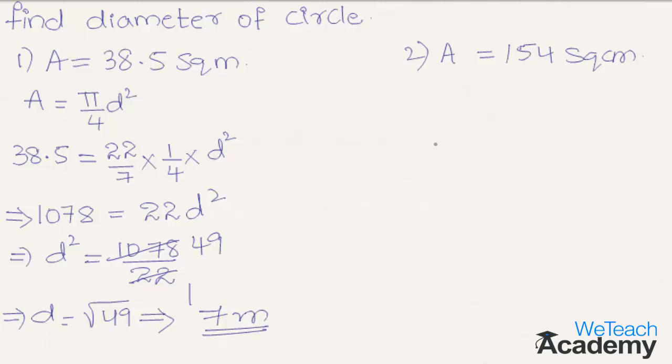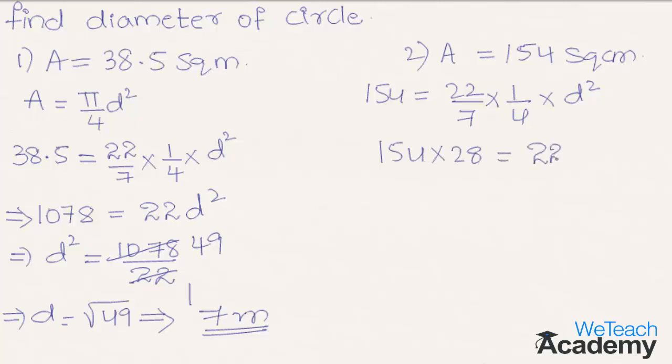Coming to the next example where we have area equal to 154 square centimeters. So by substituting the given value in the formula, we get 154 is equal to 22 by 7 into 1 by 4 into d square. And by transferring both the denominators onto the left hand side, we get 154 into 28, which is equal to 22 d square. And here by multiplying, we get the product as 4,312, which is equal to 22 d square.